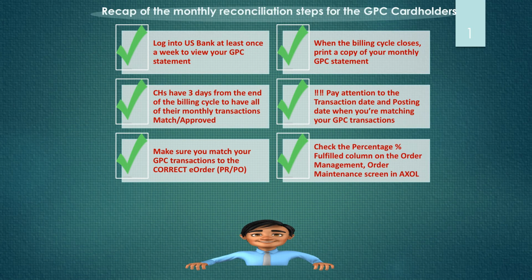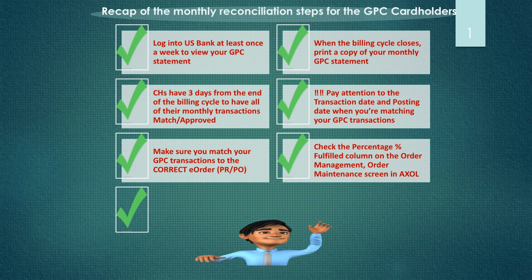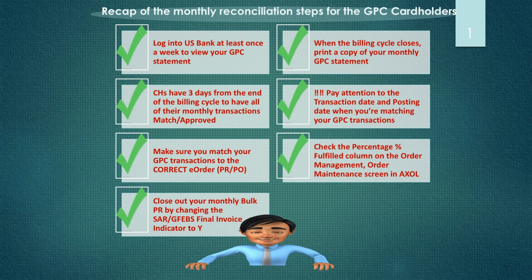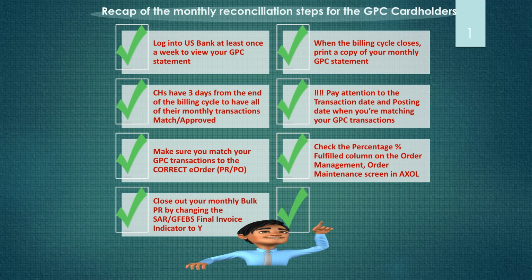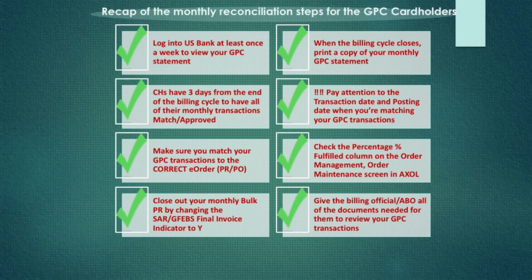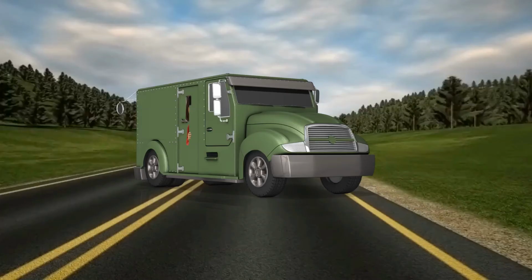Check the percentage fulfilled column on the Order Management/Order Maintenance screen in US Bank. Close out your monthly bulk PR by changing the SAR GFEBS final invoice indicator to a Y. Give the billing officials all of the documents needed for them to review your GPC transactions. This concludes our matching refresher.